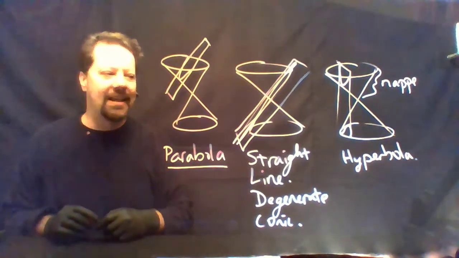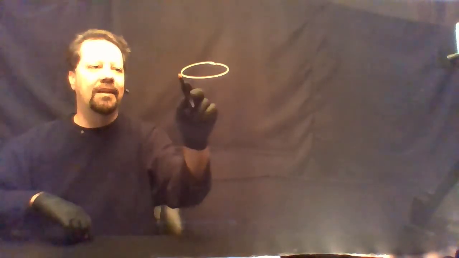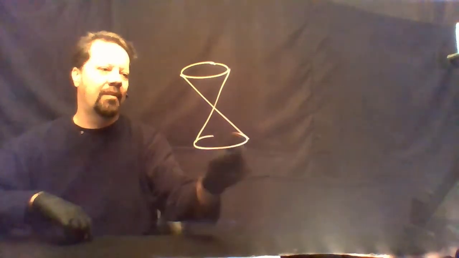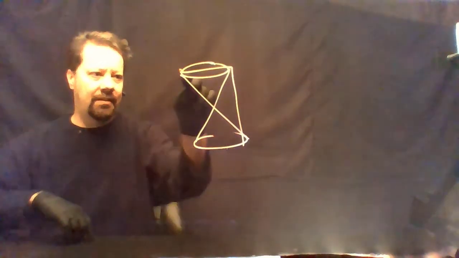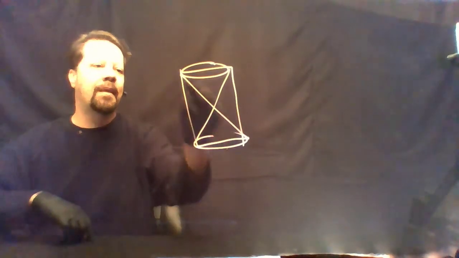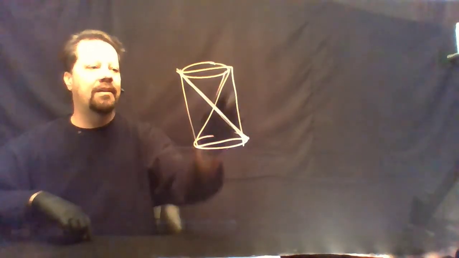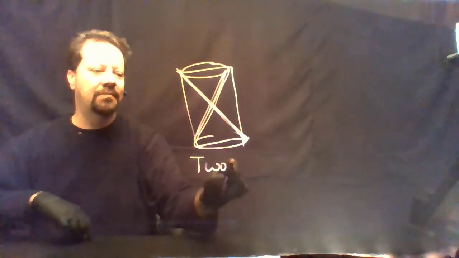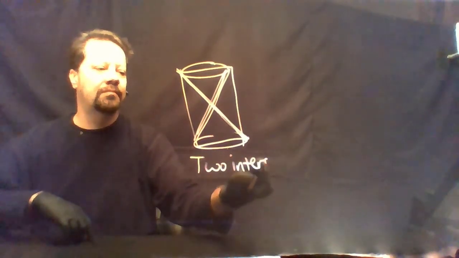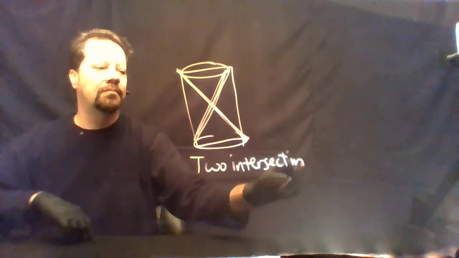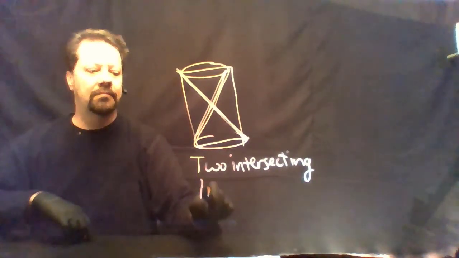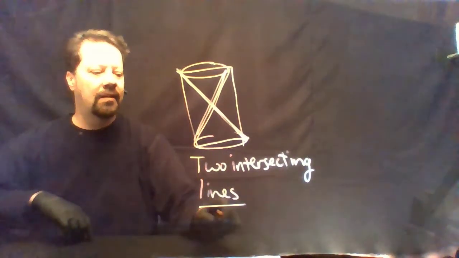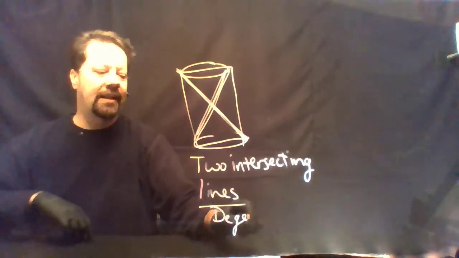There is one more case. The final way that you can cut a cone is straight down the middle in this way, and the intersection would be two intersecting lines. This too is a degenerate case.